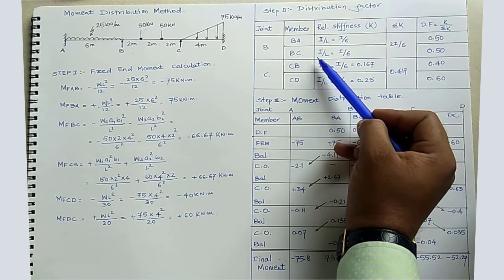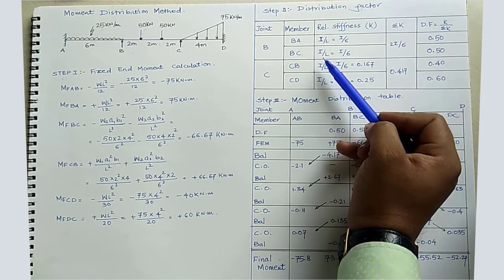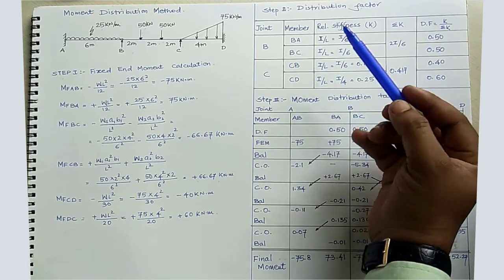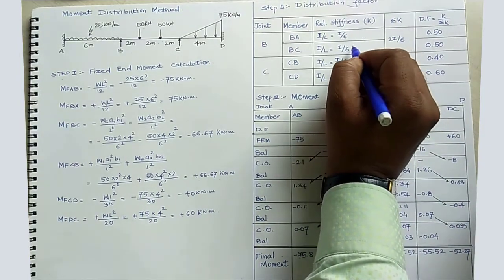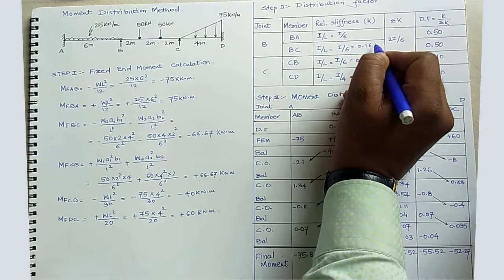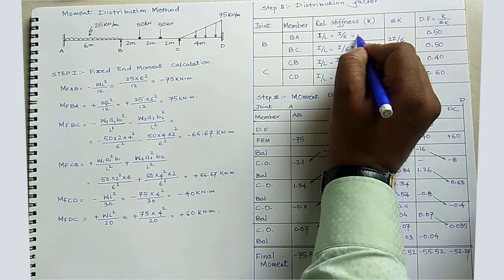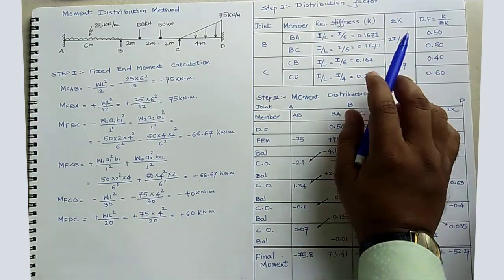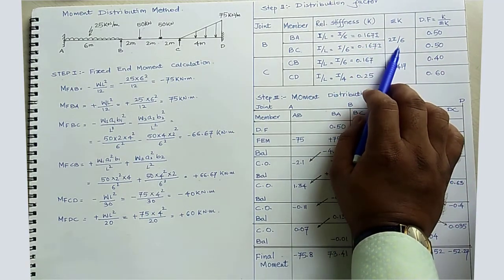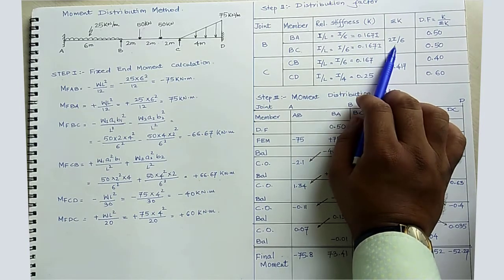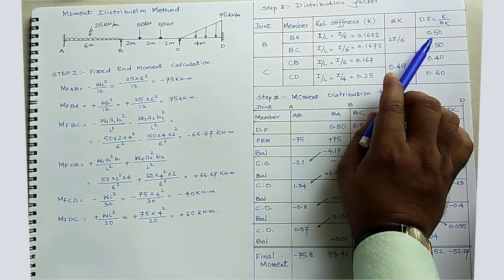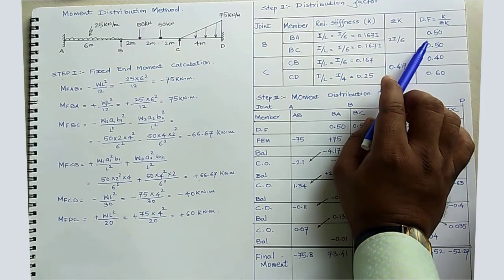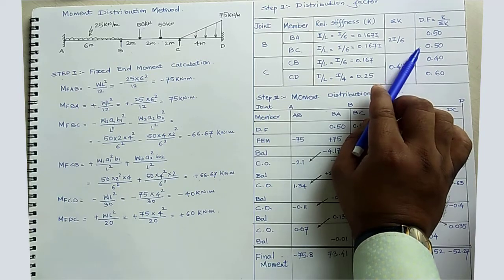Now for the BC, the C member is the far one and it is the continuous one. Hence the relative stiffness is I by L. So it is I by 6. So the value which we are getting for this is 0.167 I, and similarly for this 0.167 I. If we sum up this value, we will get the sum of the relative stiffness at joint 2I by 6. If we divide this K by sum of K, the distribution factor for BA we get 0.5 and distribution factor for BC we get 0.5.